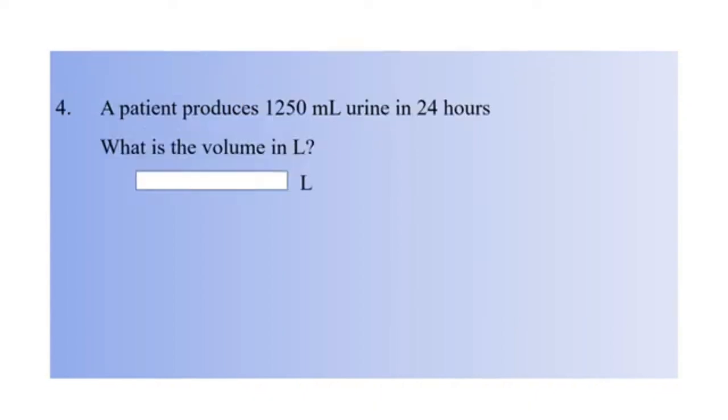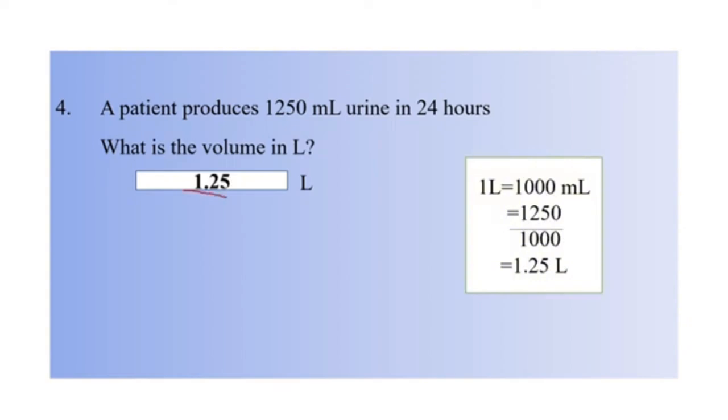A patient produces 1250 ml urine in 24 hours. What is the volume in liter? The correct answer is 1.25 liter. So as you are converting from the lowest unit to the highest unit, you have to divide here. So as you can see in the box that 1 liter is equal to 1000 ml, and you have to divide 1250 by 1000, and if you calculate it, that will come 1.25 liter. So the answer is 1.25 liter.